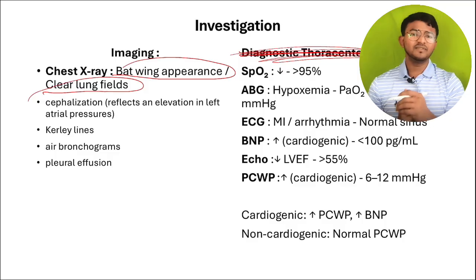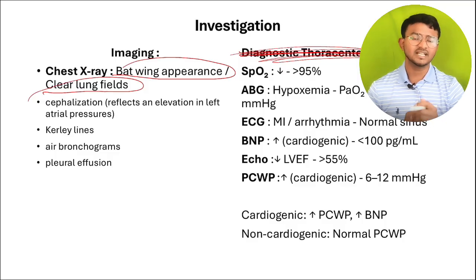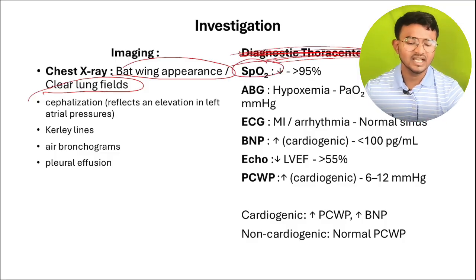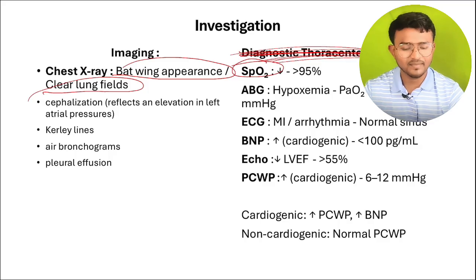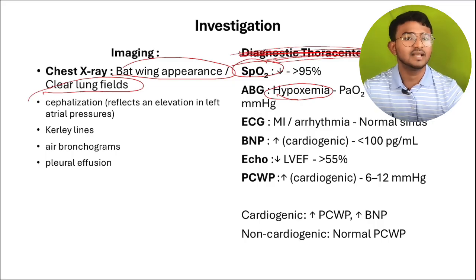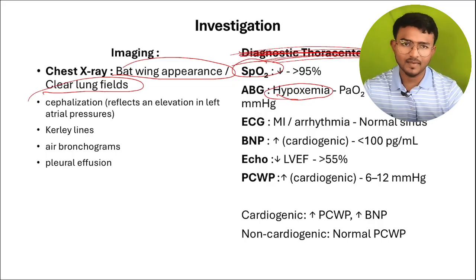So in blood workup, we can check saturation. In that saturation, it is less than or greater than 95%. Okay, next one, we can do ABG. In that ABG, we can see hypoxemia. The partial oxygen will be like 80 to 100 mmHg.